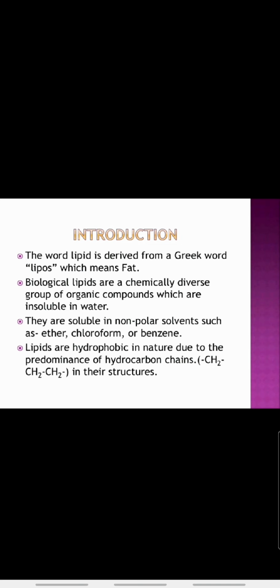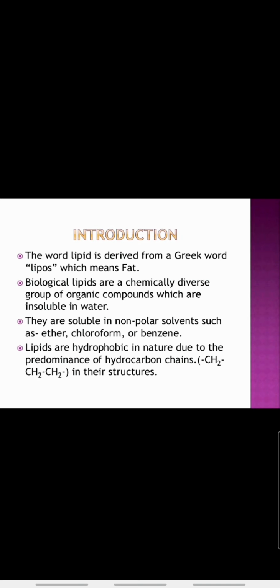First is to define and explain lipids. Second is to distinguish the different kinds of lipids and their functions. Third, identify the several major functions of lipids.